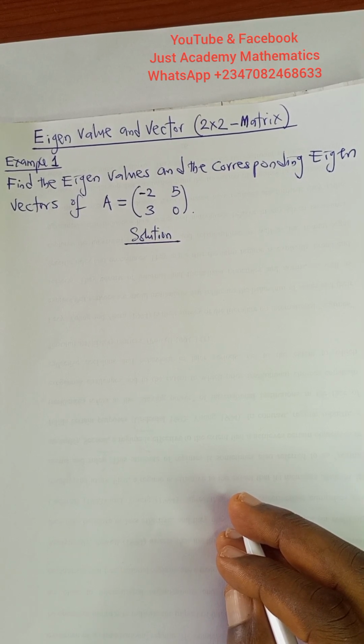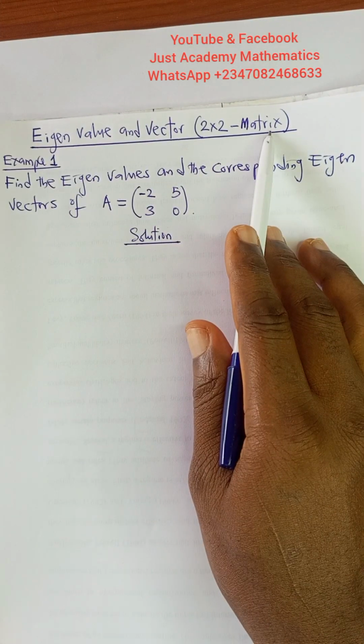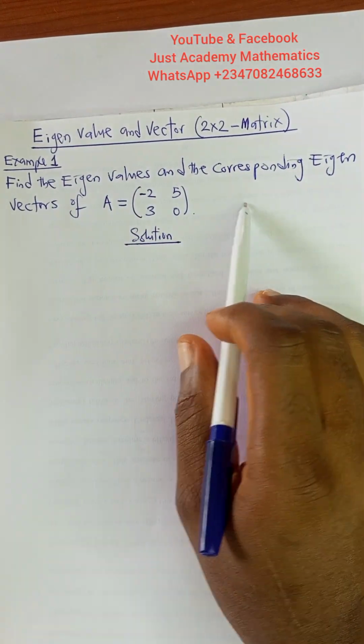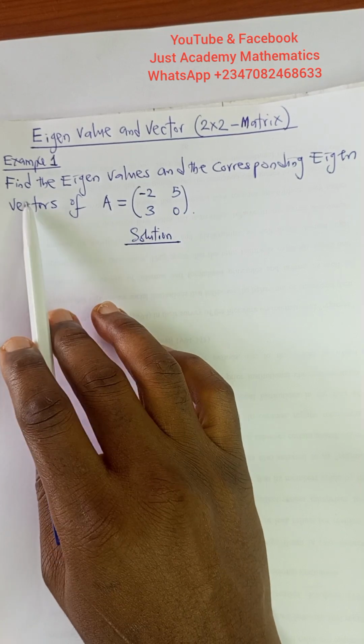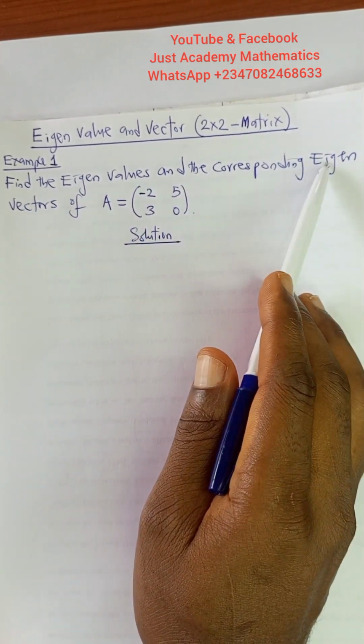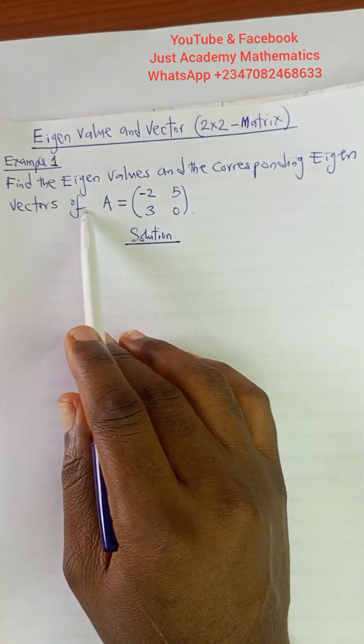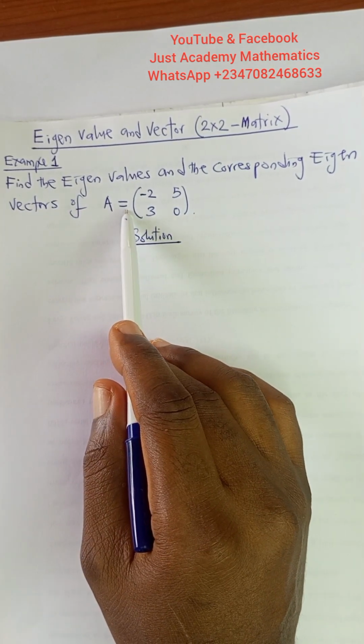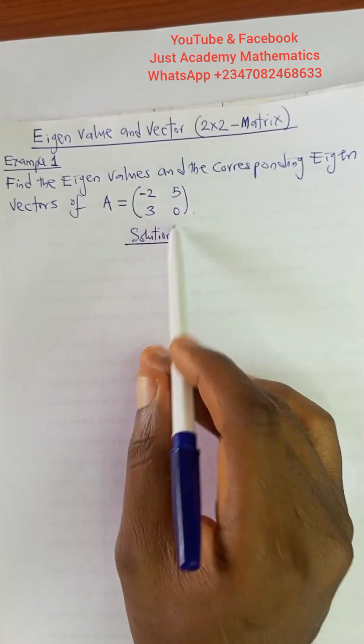When we talk about eigenvalues and eigenvectors, we are talking about an extension of matrices. So we are considering eigenvalues and eigenvectors for a 2x2 matrix, as you can see. We have our first example that says find the eigenvalues and the corresponding eigenvectors of this matrix A equals -2, 3, 5, and 0.